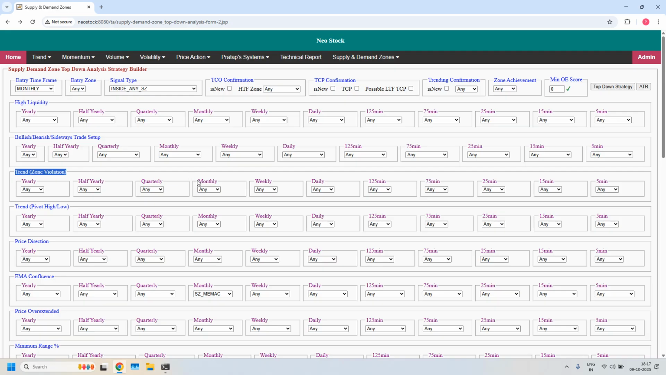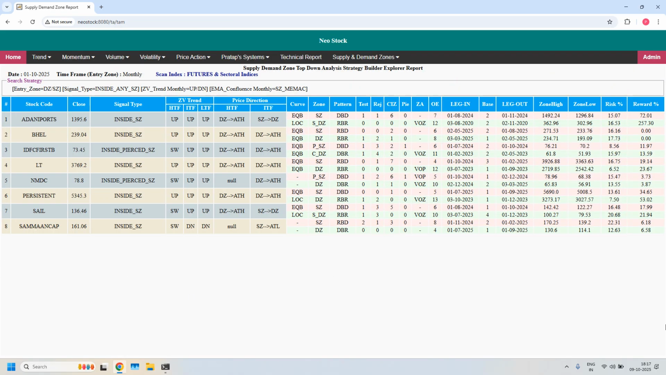And also the trend on the monthly should not be sideways. So we got 8 stocks.